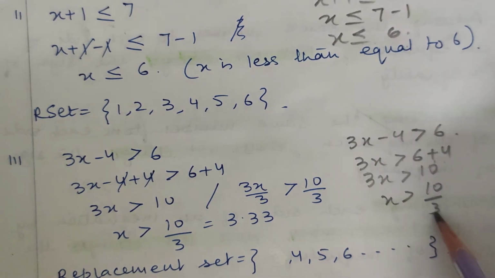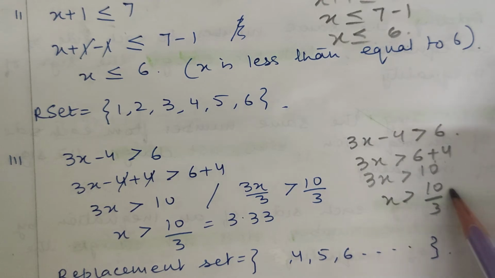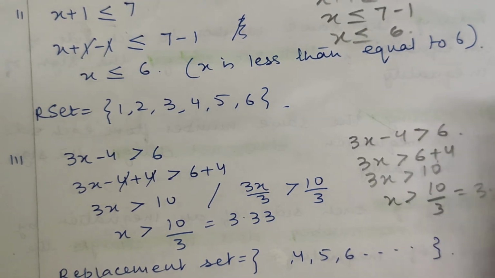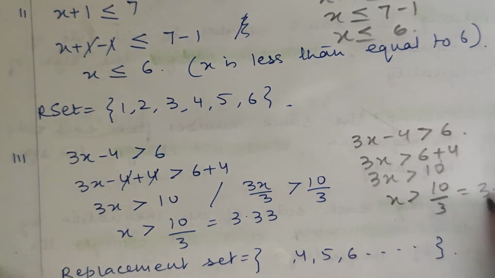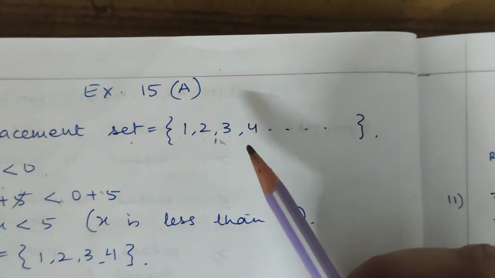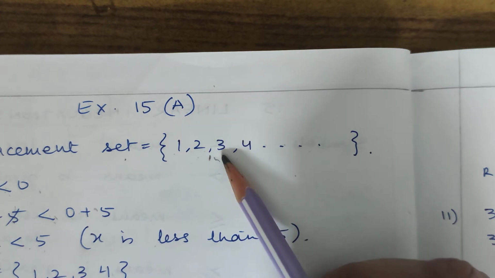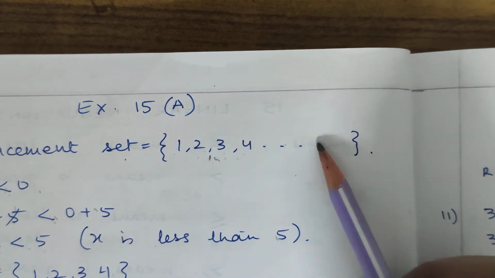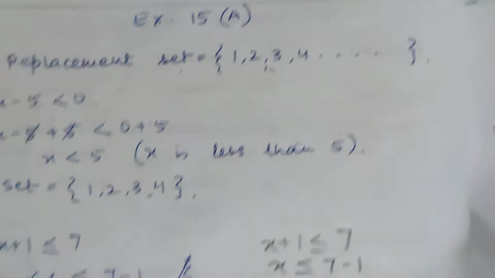Again, dividing by a positive number does not change the sign. So you are going to get 3.33 something. Now, x is greater than 3.33, so x is greater than 3. Again, from the replacement set, what are you going to get? Greater than 3, that means 4, 5, 6, 7, 8 dot dot dot.